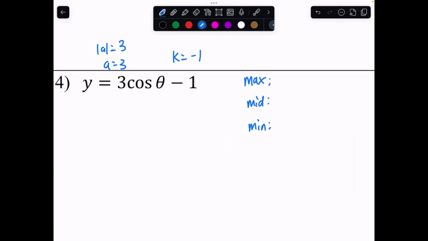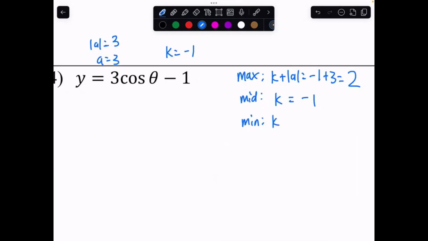Again, I just call them the max, the mid, and the min. Okay, so the mid y value is always just going to be k, which for this problem is negative 1. The max y value is k plus the absolute value of A. So for this problem, you're starting at negative 1 and you add 3 to it, so you can go as high as 2. And then the minimum, from the midline of k, you can instead go downward by the amplitude. So from negative 1, you can go another 3 units down to go as low as negative 4.